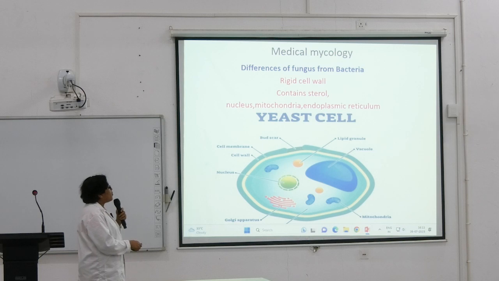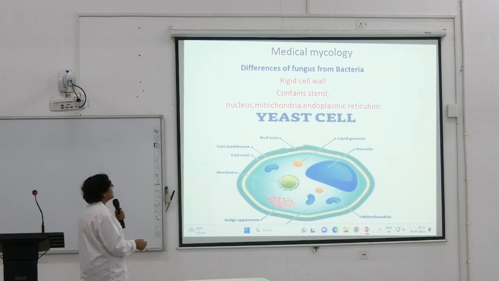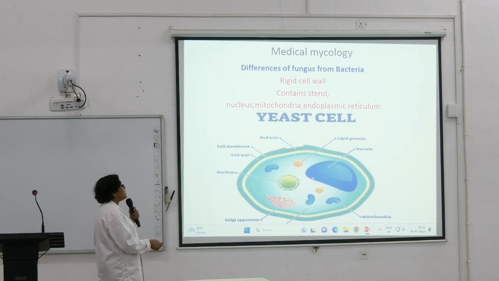So this is the main structure of a eukaryotic or fungal cell. You can see this is the cell membrane, yellow color. This is the cell wall. This is the nucleus with nuclear membrane. This is Golgi apparatus. This is mitochondria, and this is vacuole, and this is lipid granule.